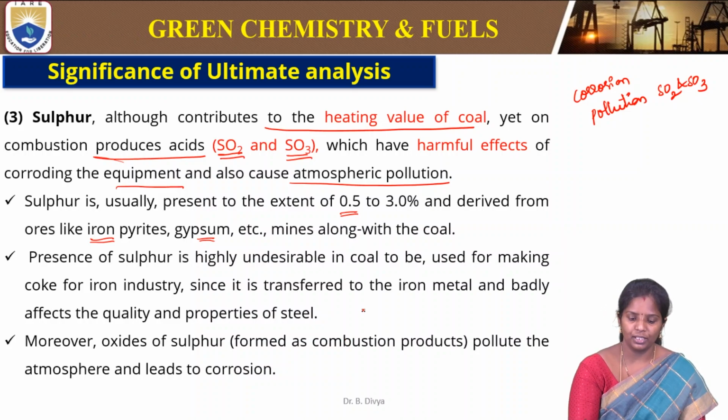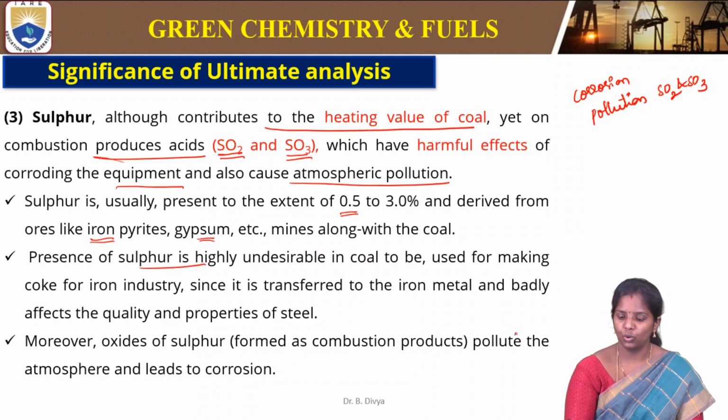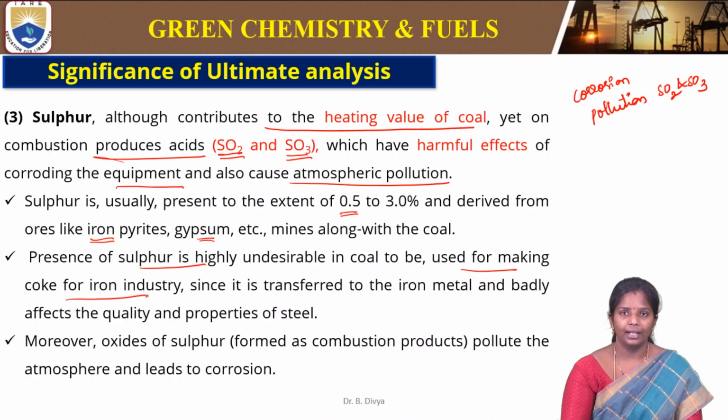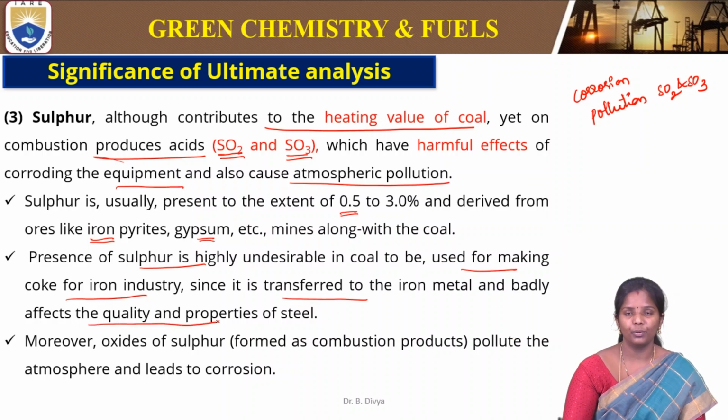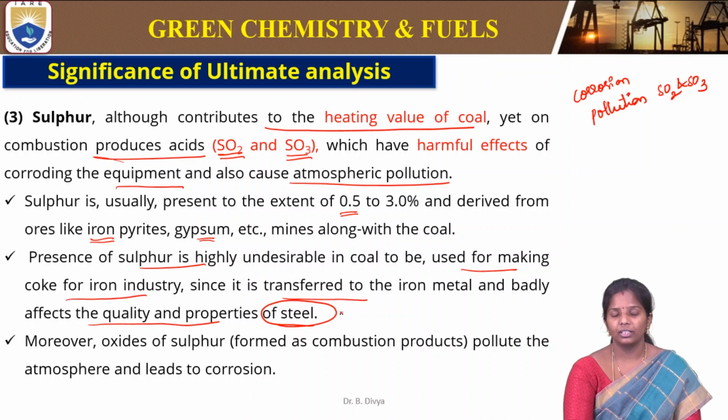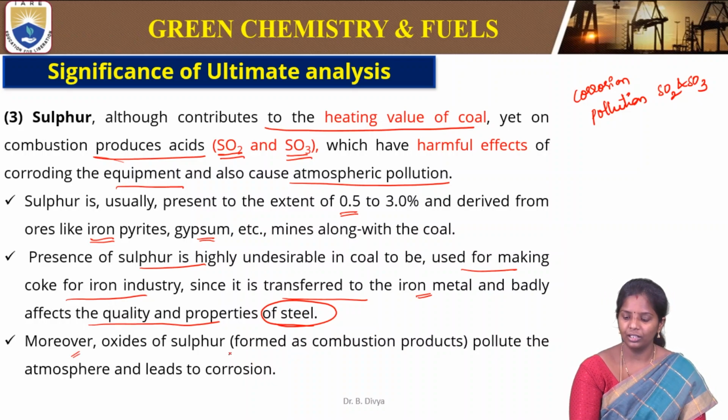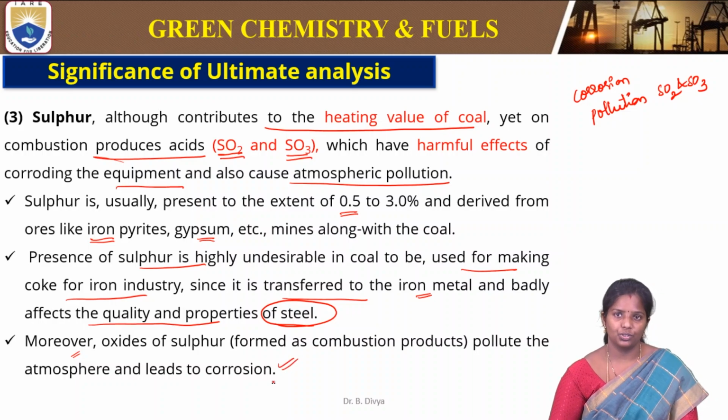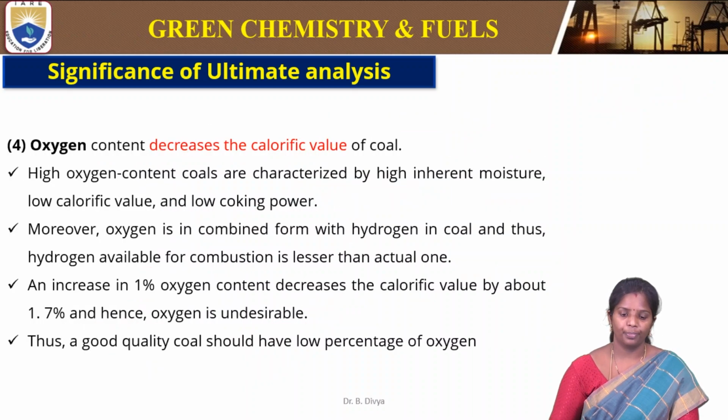So this extraction happens. The presence of sulfur is highly undesirable in coal used for making coke for the iron industry, since it is transferred to the iron metal and badly affects the quality and properties of steel. Steel is a major product we use in our daily life and also for construction purposes. So the presence of sulfur will affect the iron material and ultimately the properties of steel. Moreover, oxides of sulfur pollute the atmosphere and lead to corrosion. So that is why sulfur needs to be removed from the coal before its application in any industry.